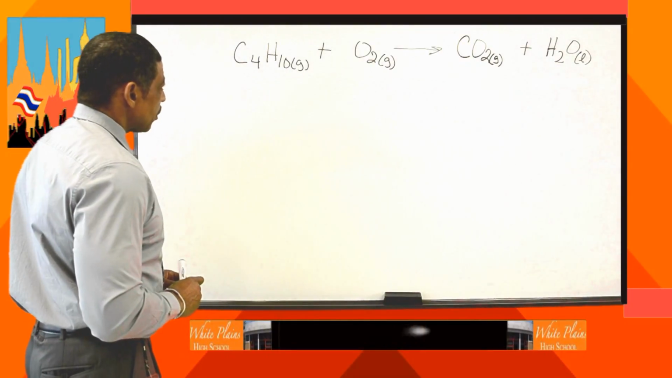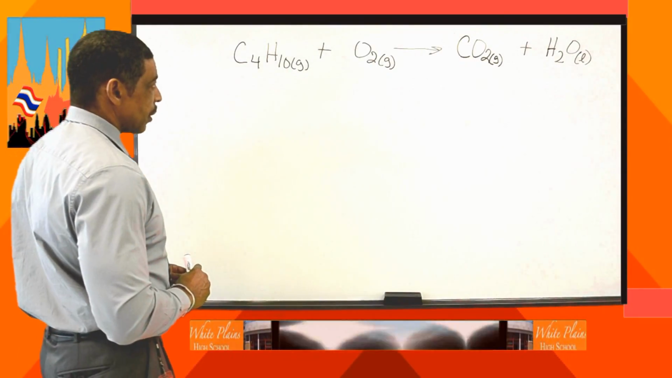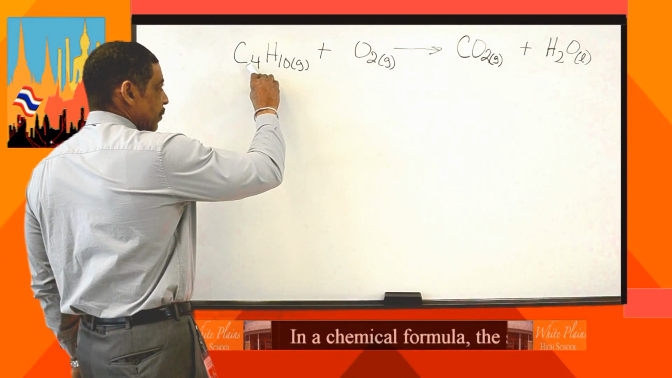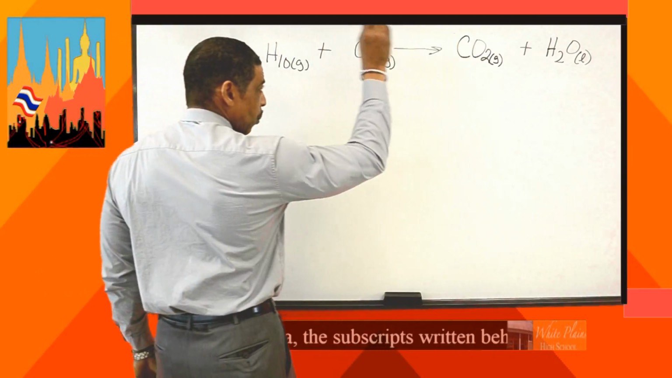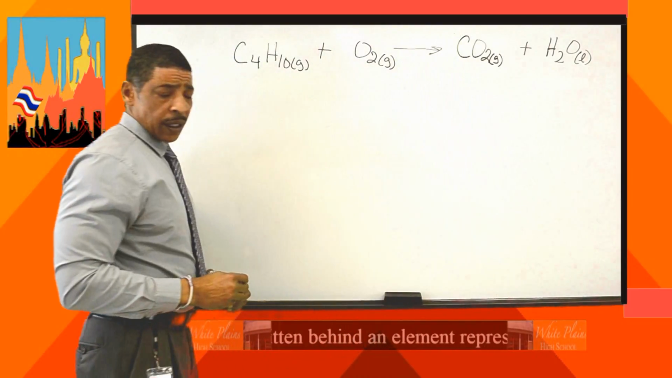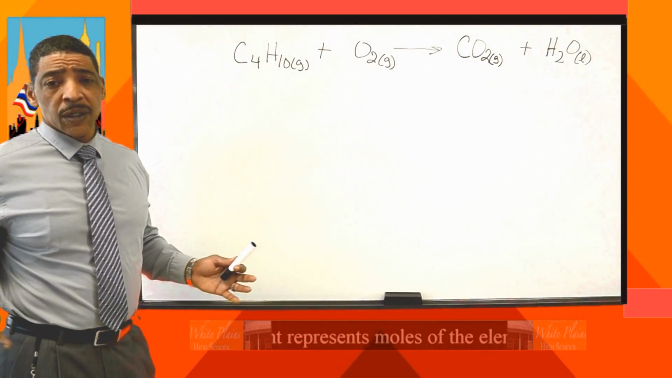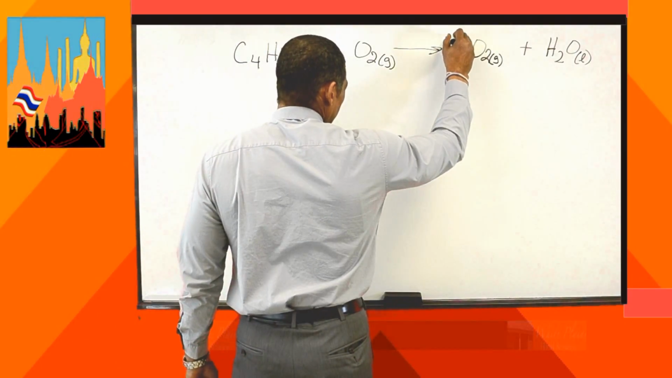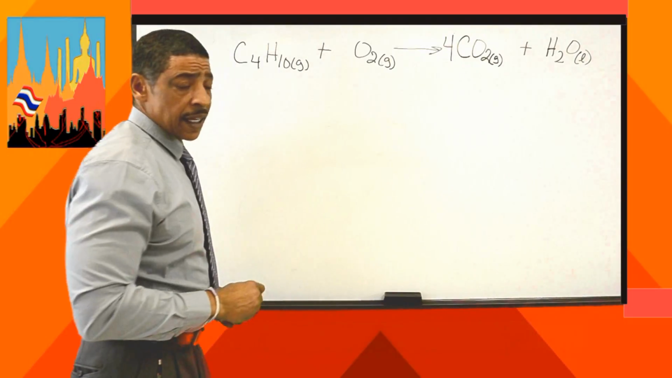In the compound butane, there are 4 moles of carbon. So we have a 4 on the left side of the equation, but a 1 on the right side of the equation, where carbon dioxide contains only 1 mole. To balance the carbons, we place a 4 in front of the carbon dioxide gas.